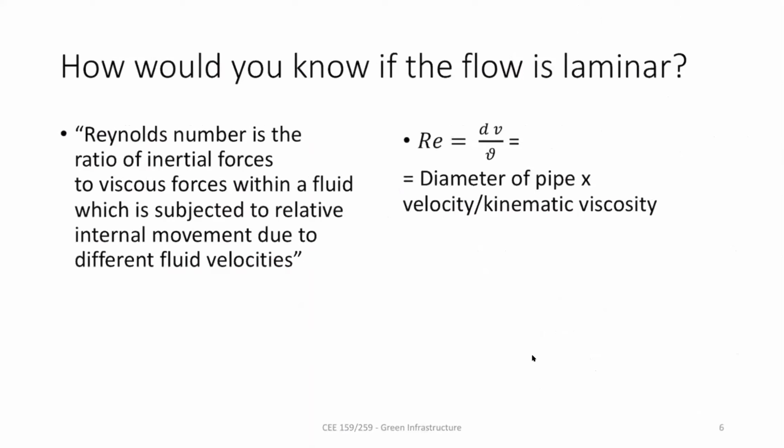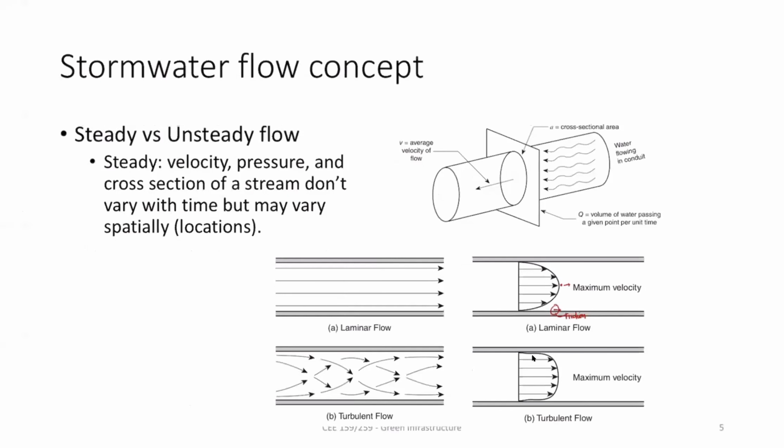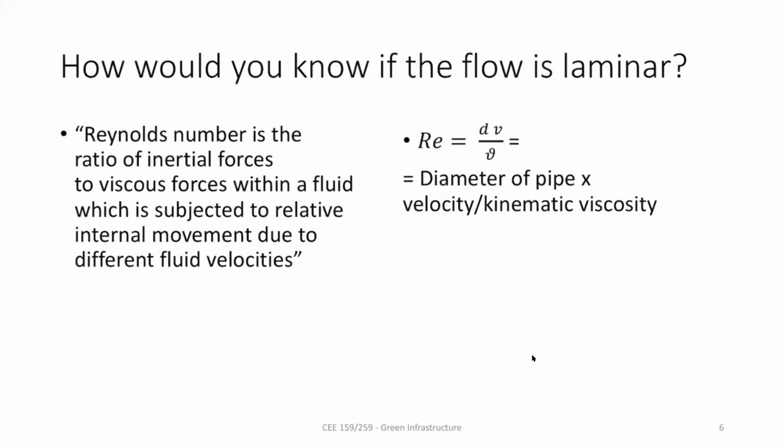So first, how do you know whether it's a laminar flow or turbulent flow? Turbulent flow means there are a lot more frictions. For that, there is a dimensionless constant that we use, the Reynolds number. That's basically the ratio of inertial force to viscous force. Inertial force is because of the velocity it moves, and viscous force is basically the friction.